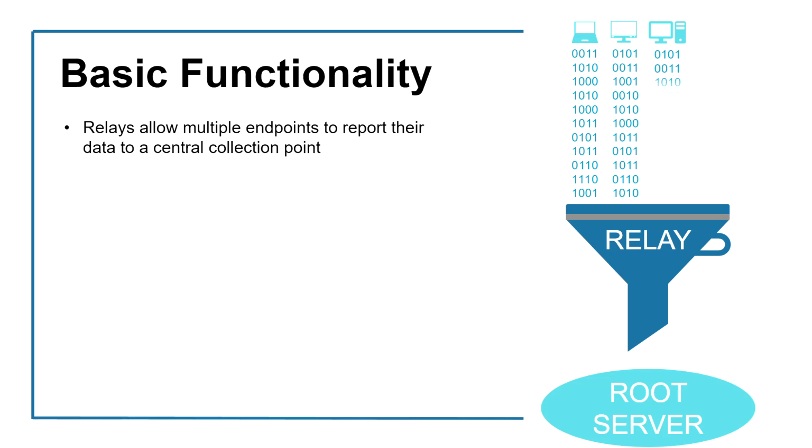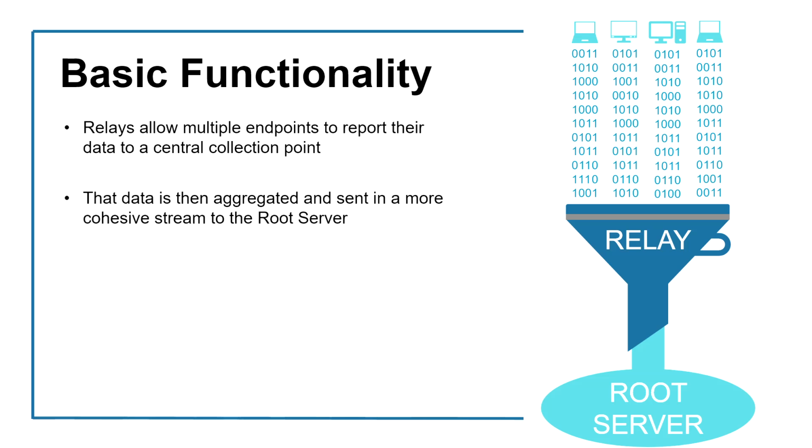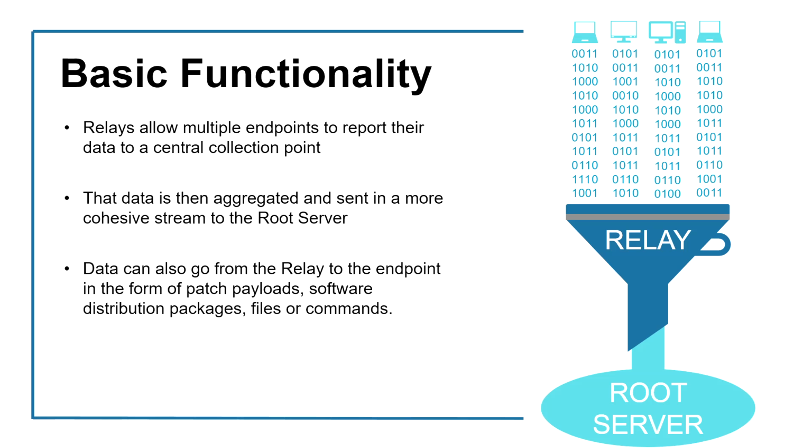A relay's basic function is to act like a funnel, collecting data from many endpoints. It is aggregated and organized in a way that can more easily be transmitted to the root server. But data can also flow in the opposite direction, from the root server through relays to clients in the form of patch payloads, software packages, files, or simple commands to be executed.